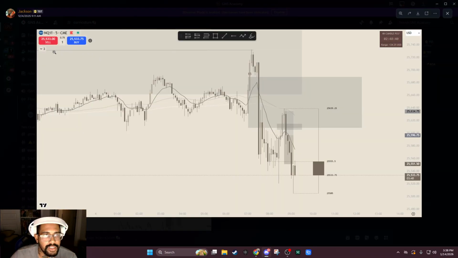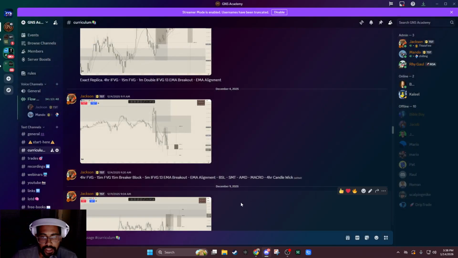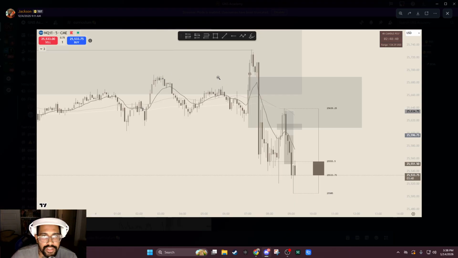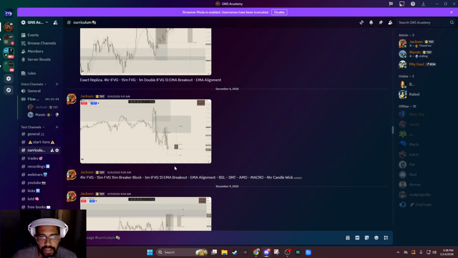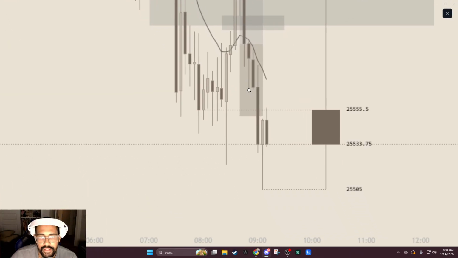We also have SMT up here. This high was taken over here on NASDAQ, so that means on ES it wasn't taken. SMT, that's a clue. What else do we have? Buy side liquidity taken. Look at these highs. All these highs taken. Boom. And then a macro. What time did it happen at?